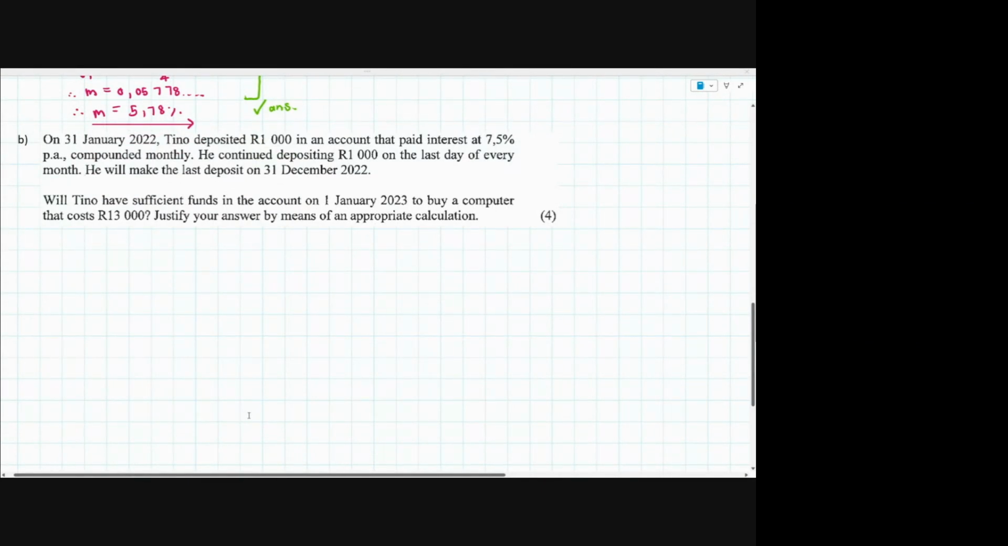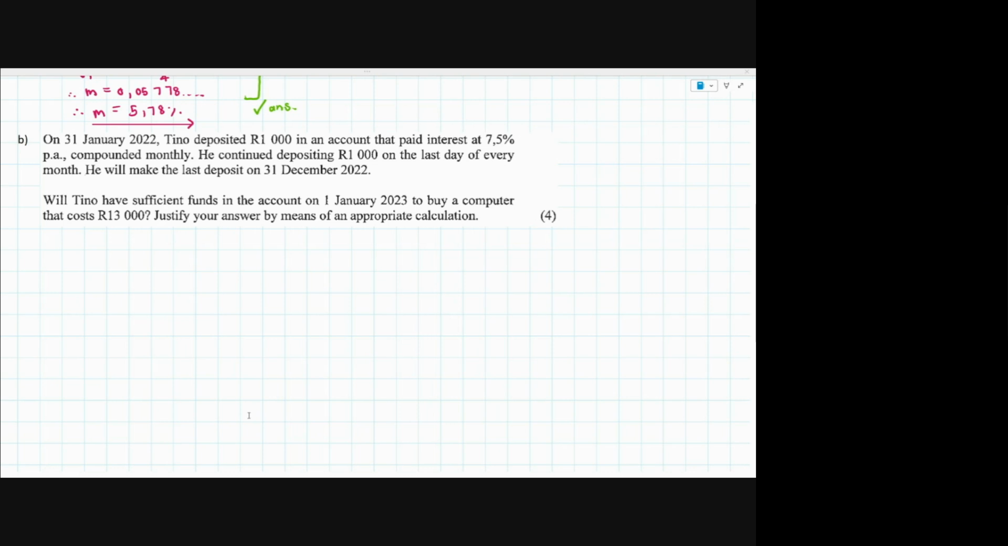On the 31st of January 2022, Tino invested R1,000 in an account that paid interest at 7.5% per annum compounded monthly. He continued depositing R1,000 on the last day of every month. He will make the last deposit on the 31st of December 2022. Will Tino have sufficient funds in the account on the 1st of January 2023 to buy a computer that costs R13,000? Justify your answer by means of an appropriate calculation.